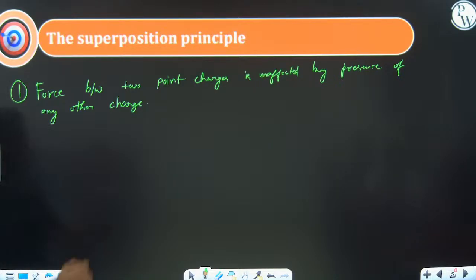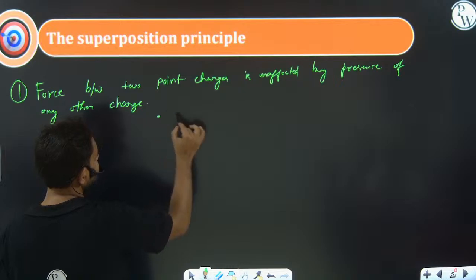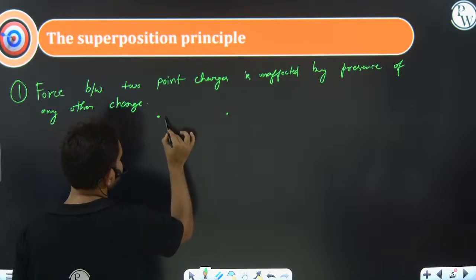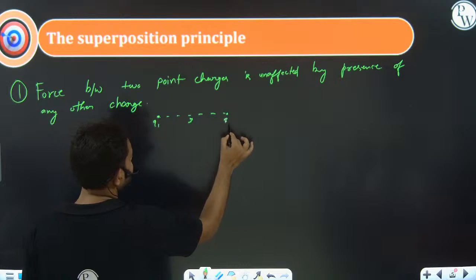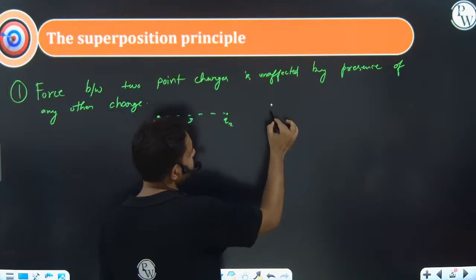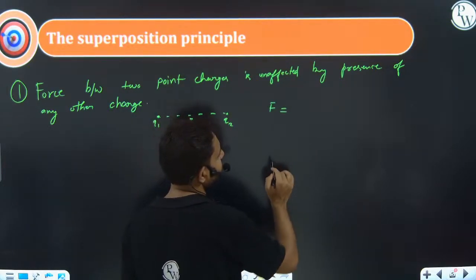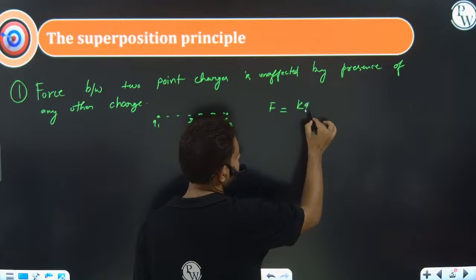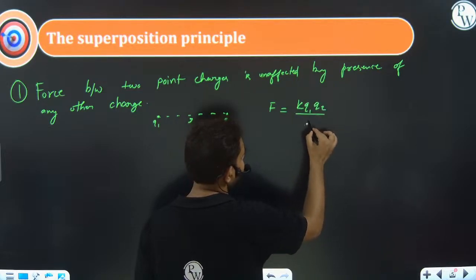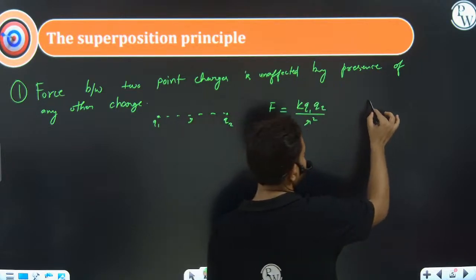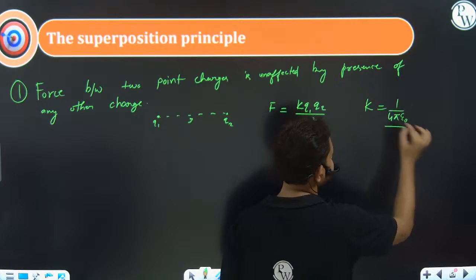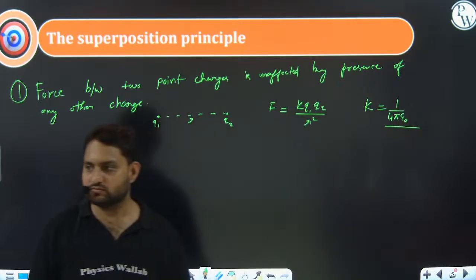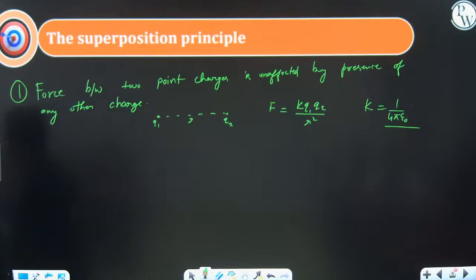Okay, let's say these are the two charges, q1 and q2, separated by a distance r. Then the force of interaction between them is k q1 q2 upon r square, and k is equal to 1 upon 4 pi epsilon naught. It will always be the same.